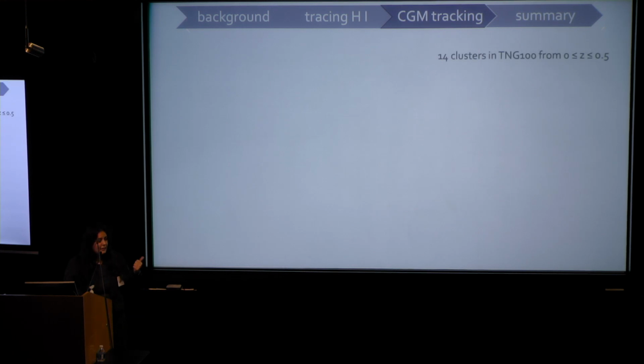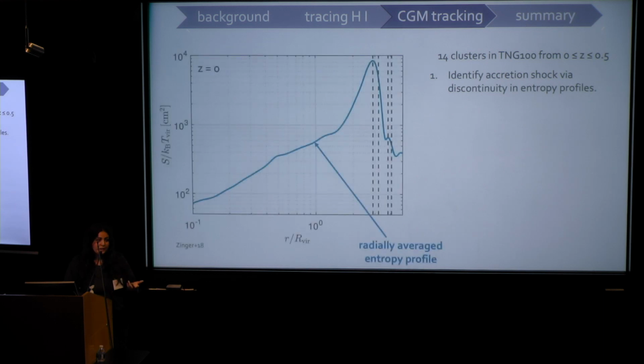So my sample consists of 14 clusters in TNG100. I have identified on the order of 25 to 100 subhalos per cluster that I'm delving further into actively. That'll make up the actual tracked CGM sample, and we're tracking these subhalos from z = 0.5 to 0. The first thing that I've done is identify the accretion shock via this discontinuity in the entropy profile.